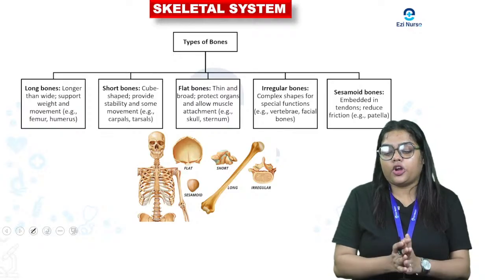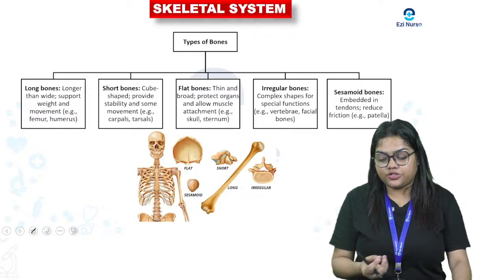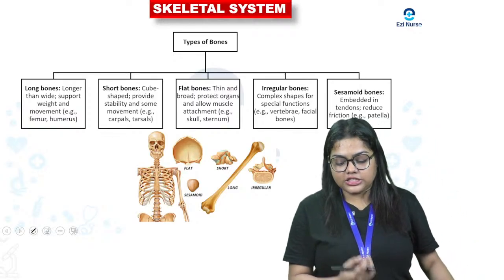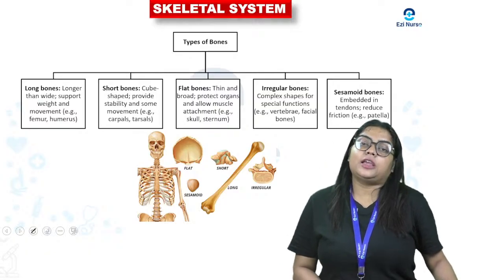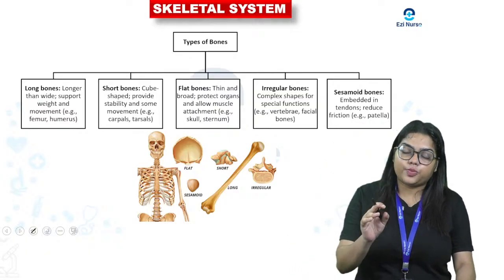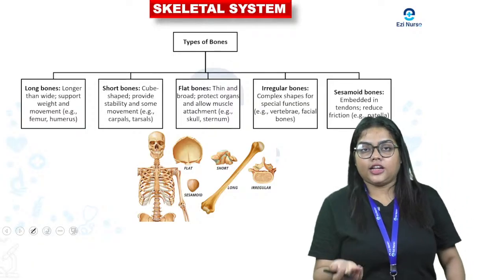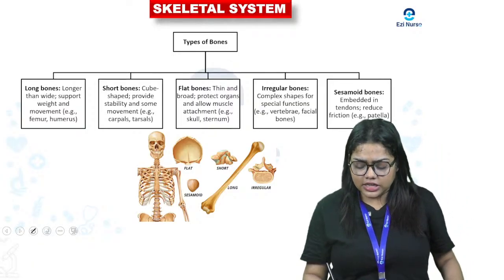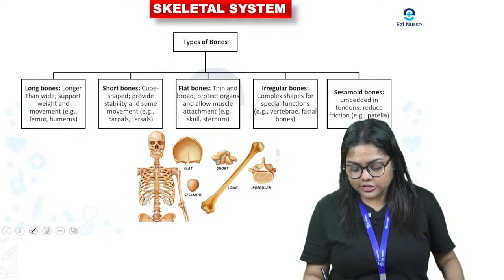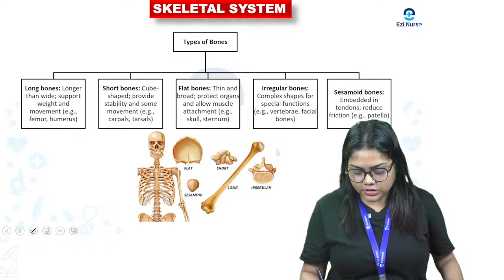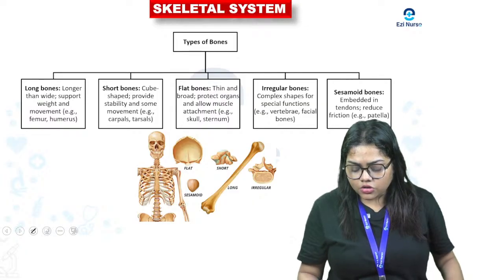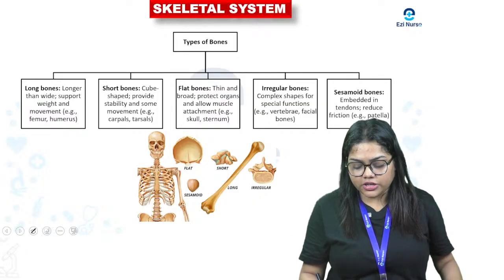Then sesamoid bone. What is a sesamoid bone? It is embedded in tendons and reduces friction, like the patella, which is present in the knee joint, to protect it. Just consider this as the leg of a person. So see, we have the patella over here.